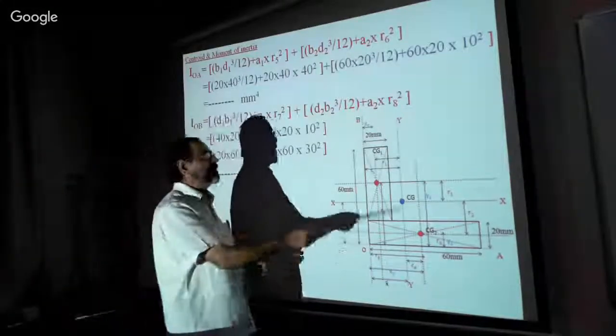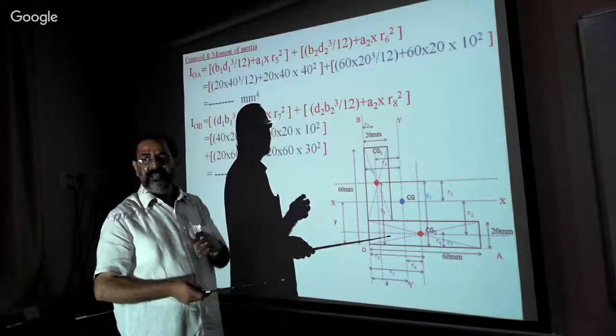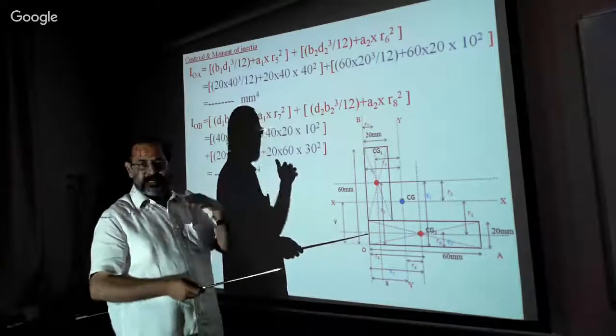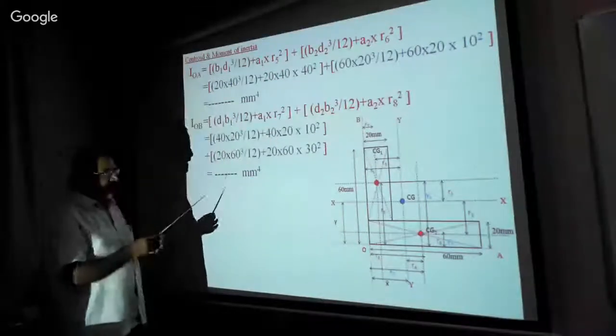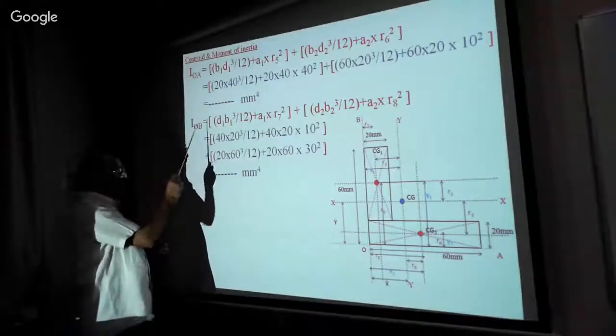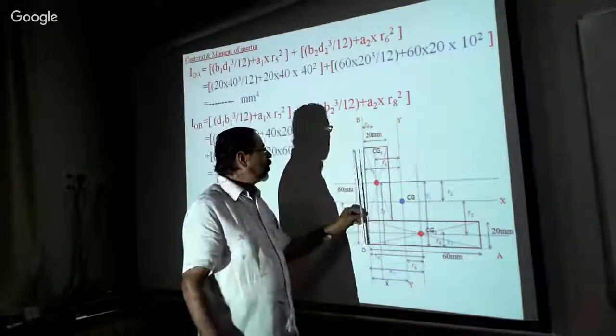It is a direct substitution. There is not much problem. The only thing we need to understand is which is the x-axis, which is the y-axis, and the distance between those two. It is simple, isn't it? I have calculated one more, that is OB, the moment of inertia of this angle section about OB.